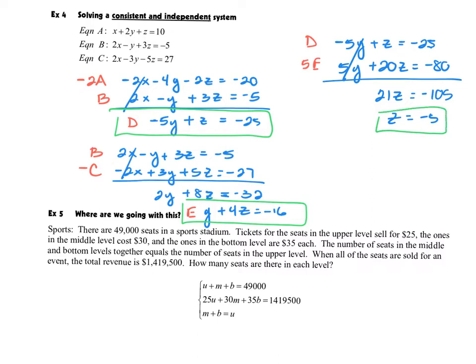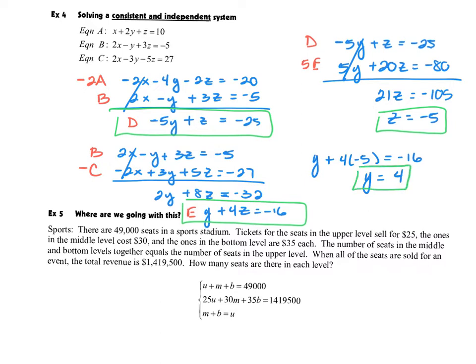And now I essentially think of this as unraveling the whole thing. If I have z, I can now work backwards and find y. So I can use either of these equations to solve for my y. It doesn't matter which one I do. So I'm going to go ahead and substitute into my equation E. So I'll have y plus 4 times that negative 5 equals negative 16. So my y equals 4.